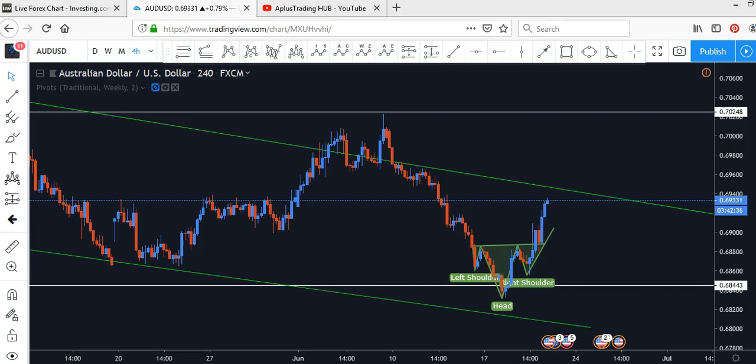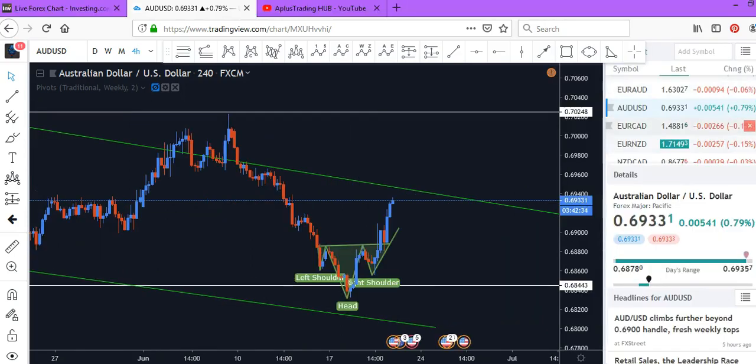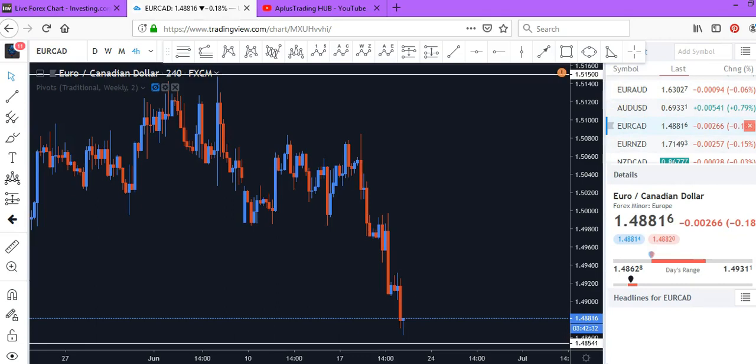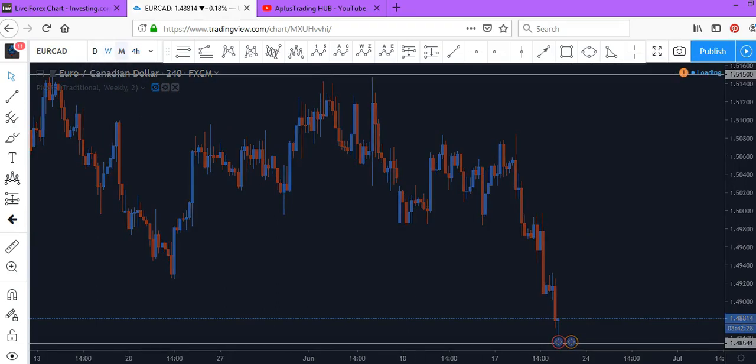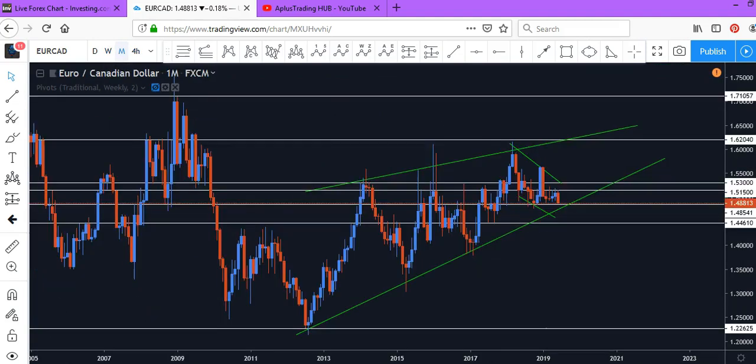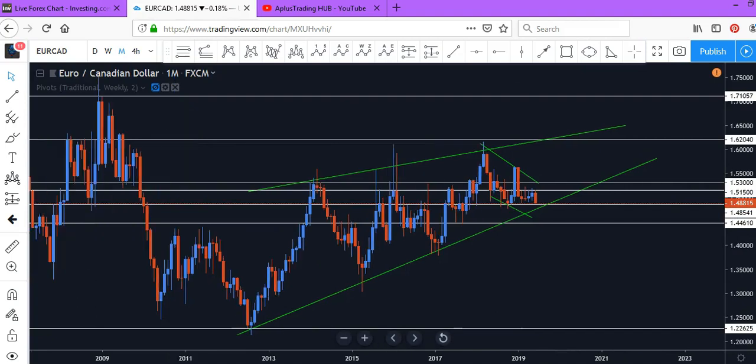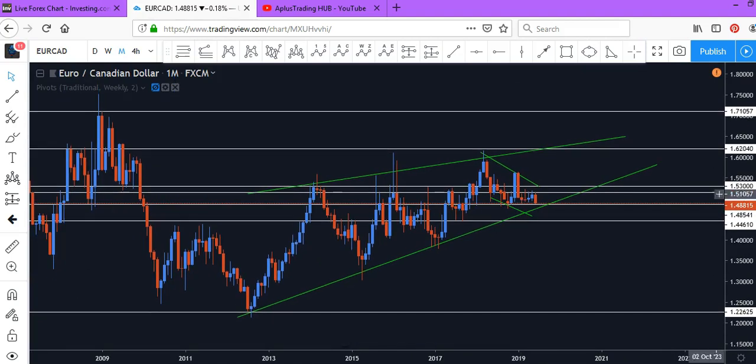The next pair we are looking at is EUR/CAD. I'm bearish on the CAD. Now let me take you through something. Now look at this. This is the structure I'm having on the monthly, on the higher time frame.